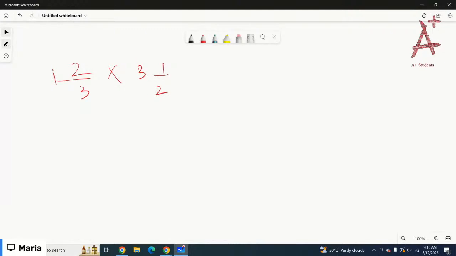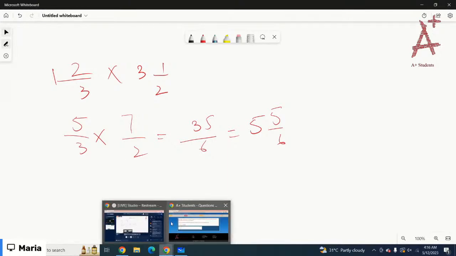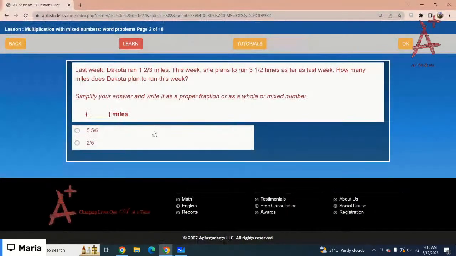It would be 3 times 1 is 3 and 2, 5 over 3. 2 times 3 is 6 and 1, 7 over 2. So it would be 7 times 5 is 35 and 3 times 2 is 6. So it would be 6 times 5 is 30 and 5 whole 5 over 6. The correct option is 5 whole 5 over 6.